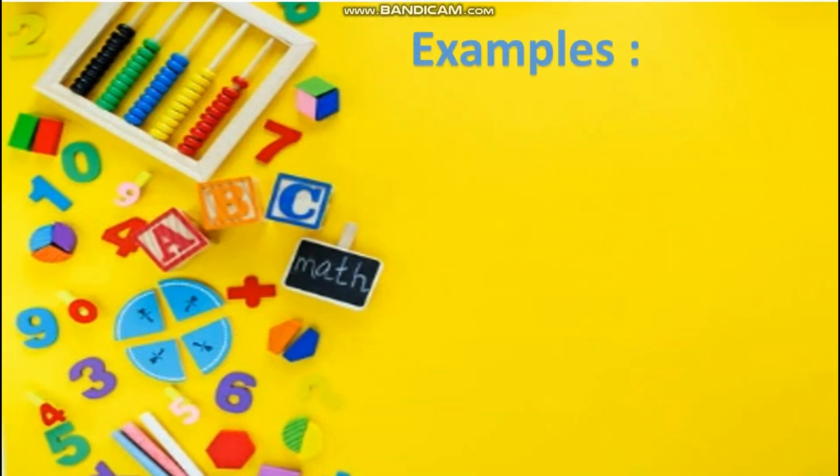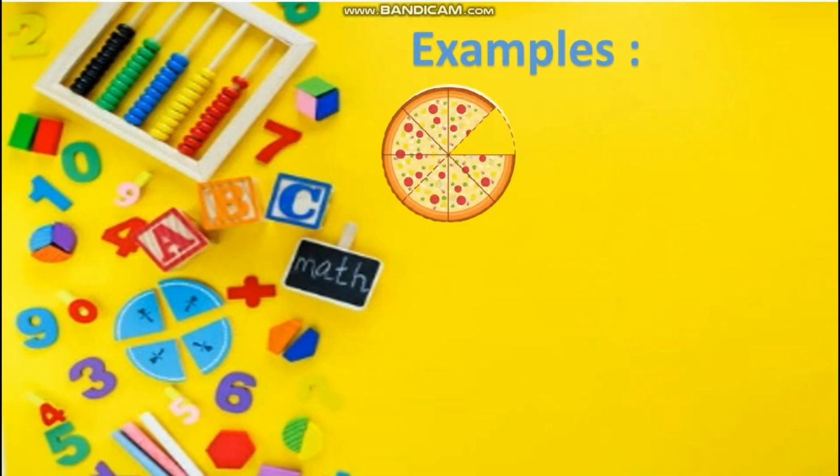Now let's write fractions of our pizzas. There is an example of a pizza. As you can see, this pizza has 8 equal parts, and one part of the pizza, or one slice, is taken out. So we are left with only 7 slices. So the fraction is 7 by 8.